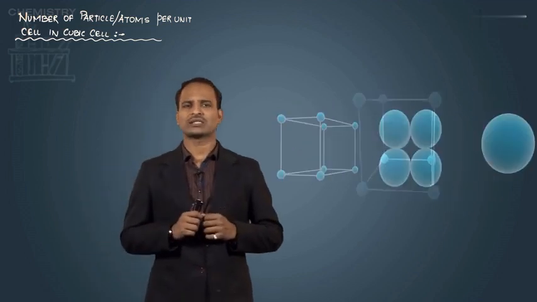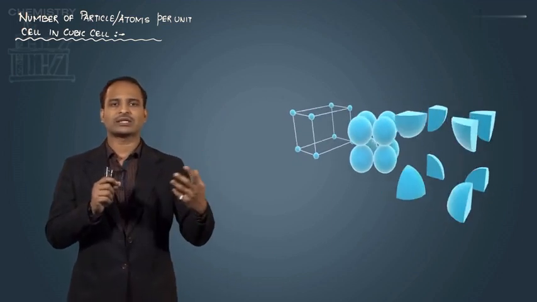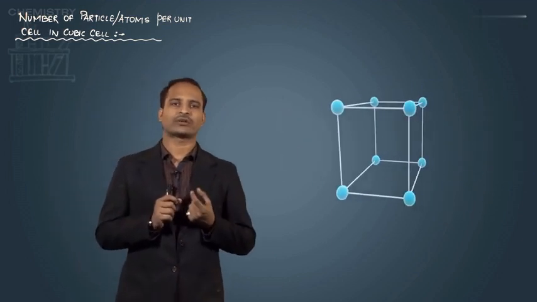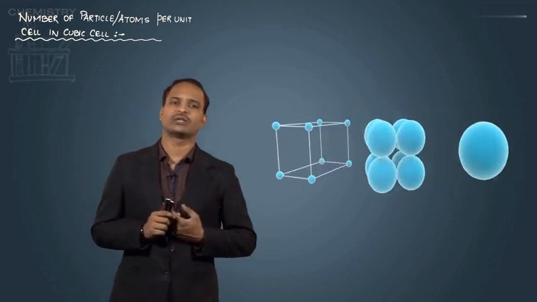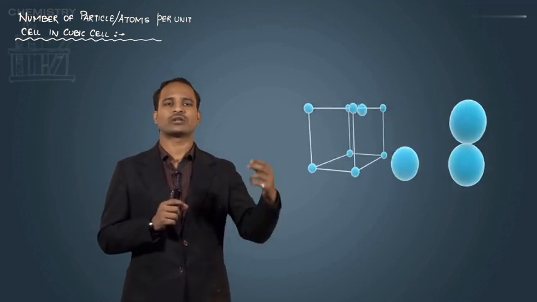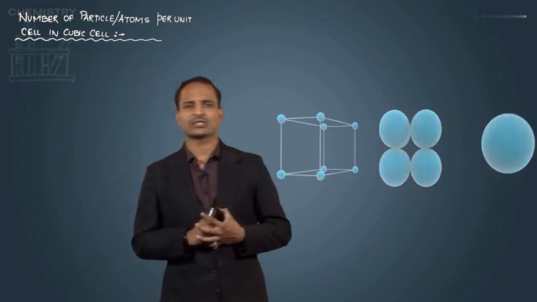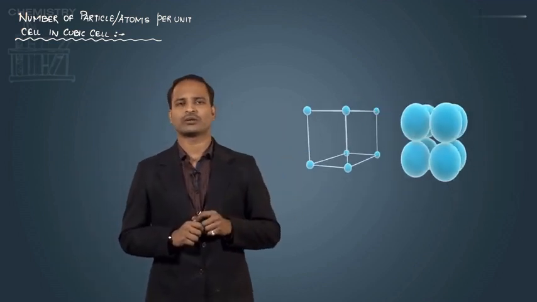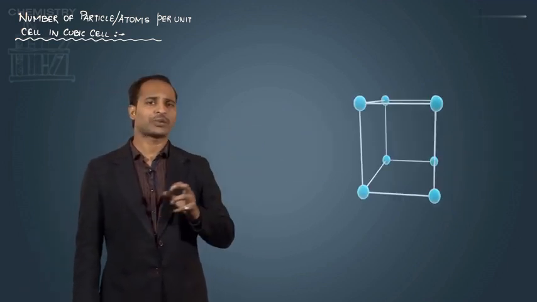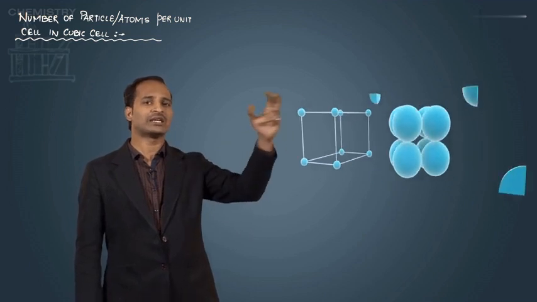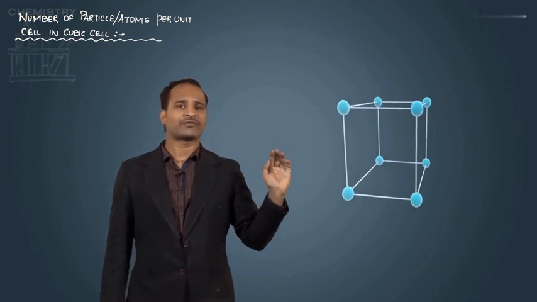The answer is that the particle present on each corner doesn't have the full particle, but only some part of the particle. That is, the particle present at one corner is shared by the other unit cells also. For example, in this animation you can see one particle present at the corner, that sphere at the corner, is present in 8 different unit cells. Here it is shared by 8 different unit cells.